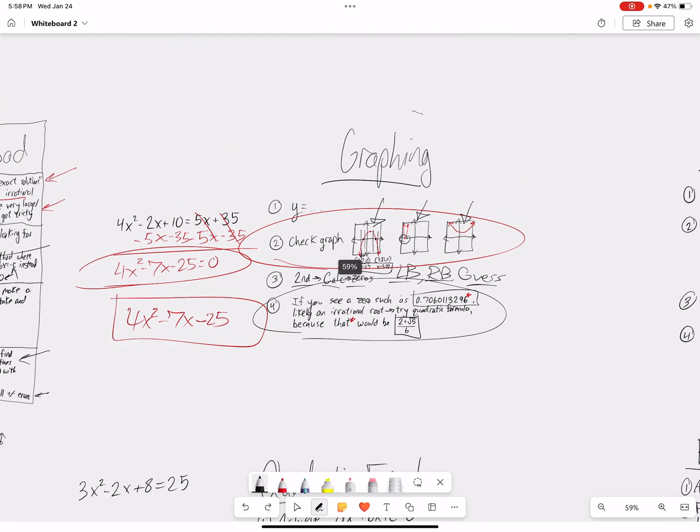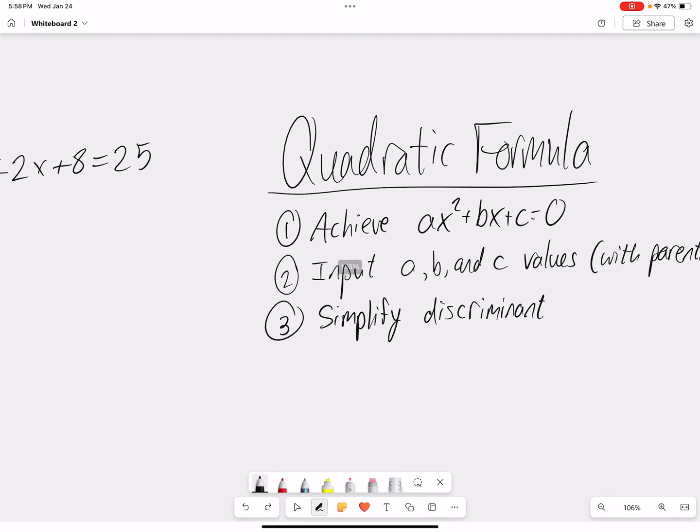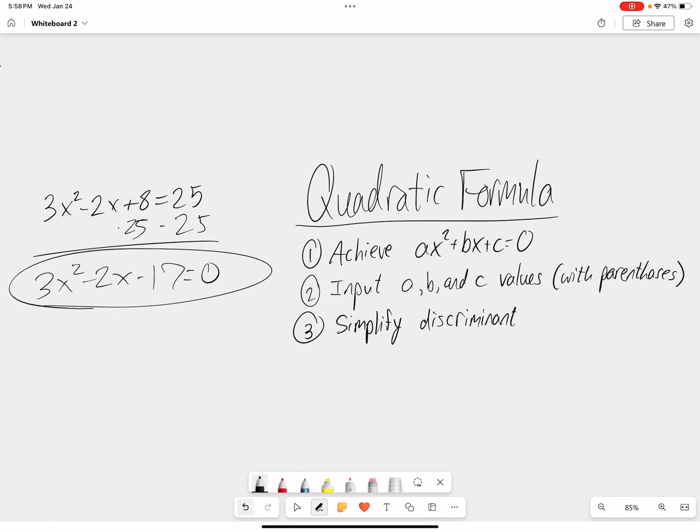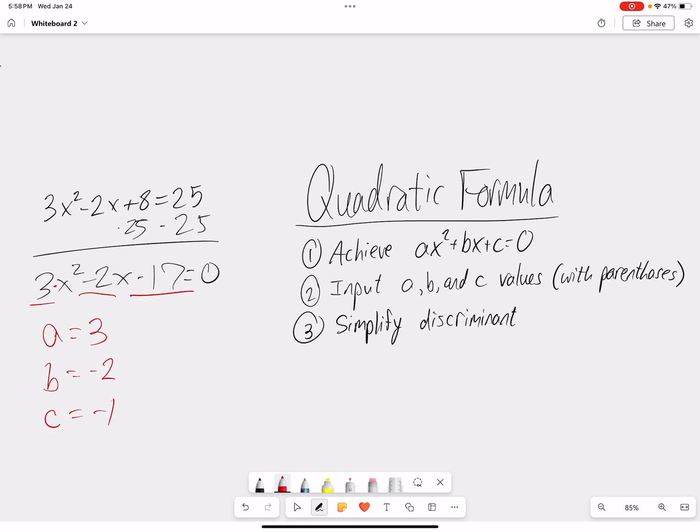Okay, that's graphing. Quadratic formula. Get the equation into ax squared plus bx plus c equals 0 form, aka get it equal to 0. So subtract what you need to get there. And now you are plugging this into the quadratic formula, which again, you'll be given. In order to do that, you need an a value, a b value, and a c value. The a value is the coefficient, or the constant value, multiplied by x squared. The b value is the coefficient of the x term, so here that would be -2. And the c value is the constant value, but again, make sure it's on the right side. Make sure it's all equal to 0.